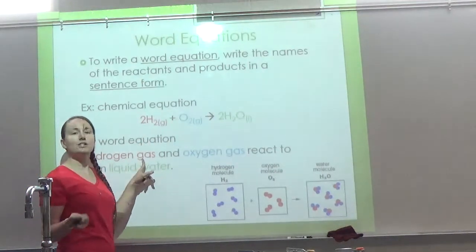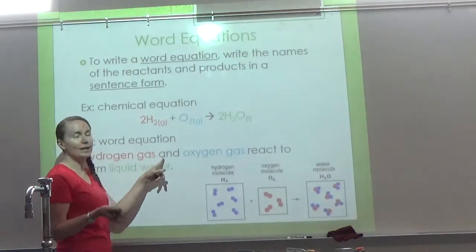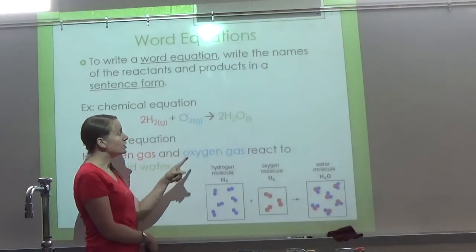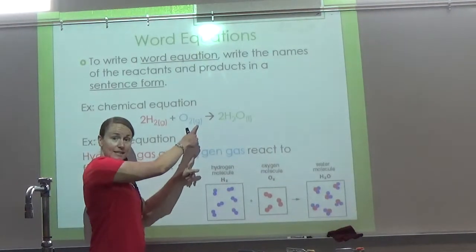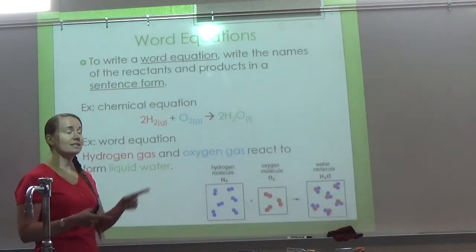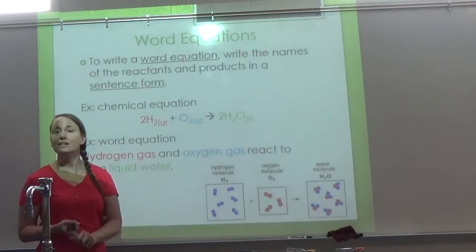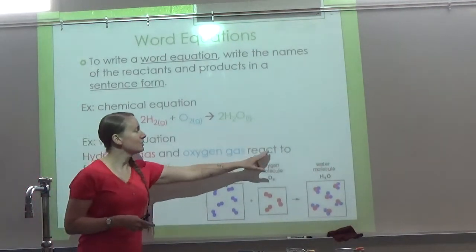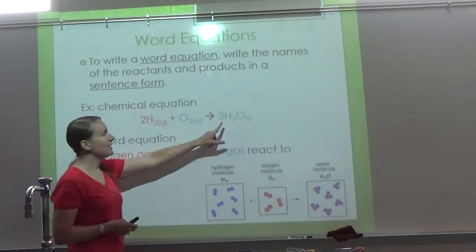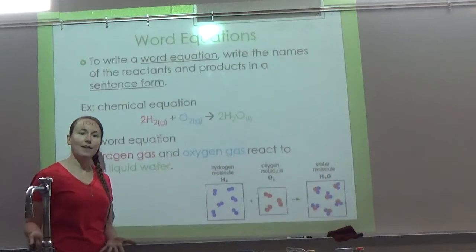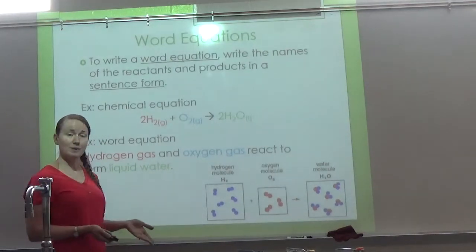Whenever you see a plus, you can just write and, or you could write reacts with. So and, O2 is a diatomic, so it's just oxygen. It says it's in the gas form, so I say oxygen gas. Once you get to your arrow, you can say react to form, yields, produces, anything you want for that. So I said react to form, and then we have H2O. Now H2O, I will allow you to just call that water. You don't have to call it dihydrogen monoxide.